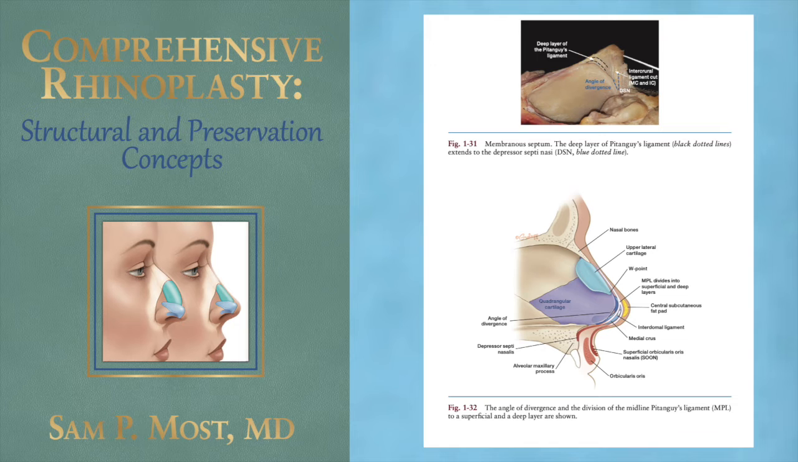And also understanding the angle between the caudal septum and the posterior portion of the medial crus, which is something that we described. The angle of divergence, or the septal crural angle of divergence, is important to understand when considering tongue and groove maneuvers and other things like that, which are my preference for manipulating tip projection and rotation.